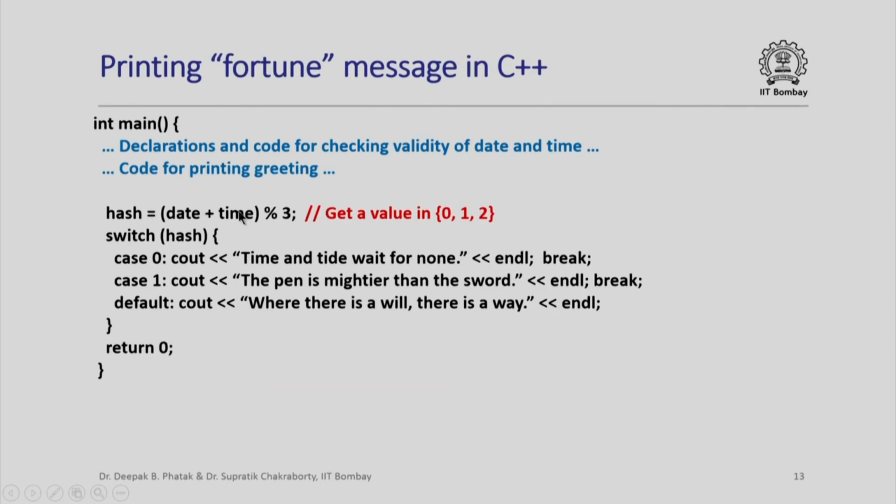And how do we finally print the fortune message? This we have already seen in an earlier lecture. We calculate a hash value which lies between 0, 1 and 2 from the given date and time values. Then we use a switch case statement, and depending on the value of the hash, we print out one of these 3 fortune messages that we had already seen in an earlier lecture. So this constitutes our entire intelligent fortune program.